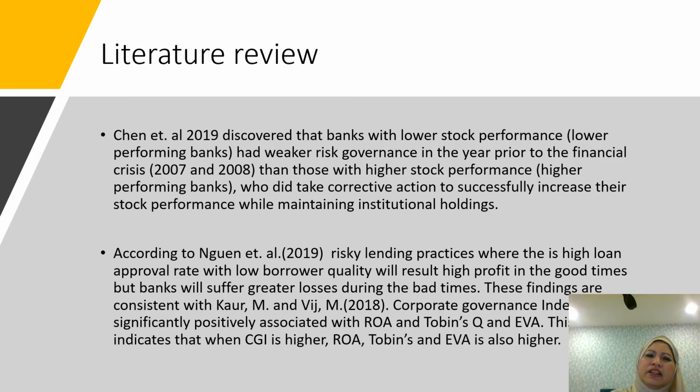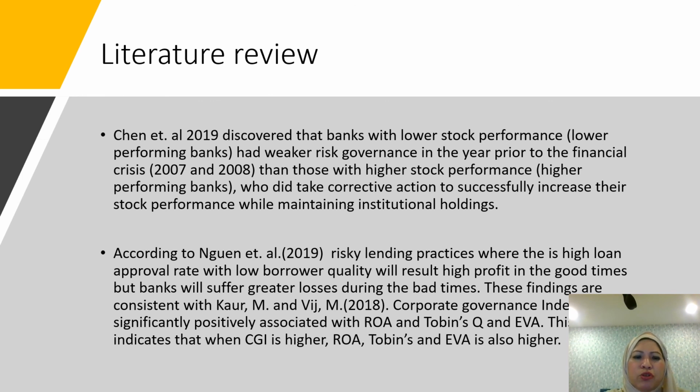Now, some literature review on this issue. Chen 2019 discovered that banks with lower stock performance, if they improve, take corrective measures to improve their risk governance, and their stock performance will improve. So those banks prior to the crisis of 2007 and 2008 had weaker risk governance. Now they improved the measures. Then after 2 years, they managed to improve their stock performance, while maintaining institutional holdings.